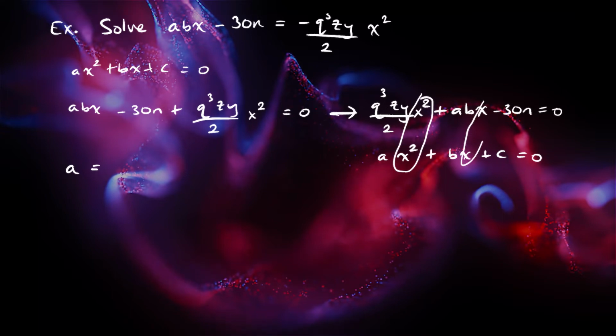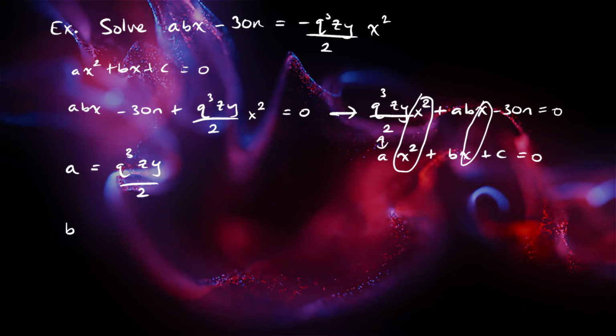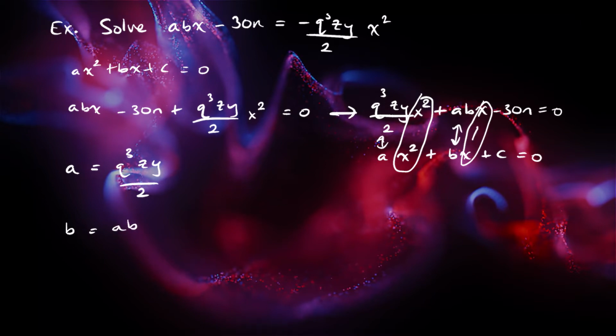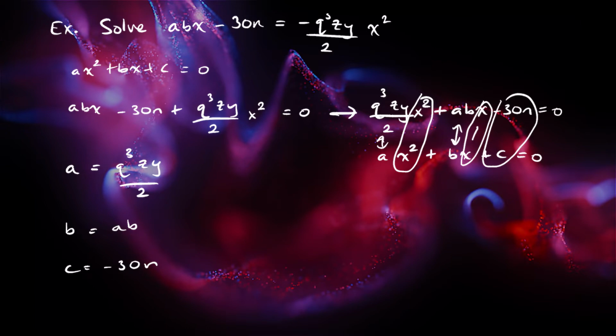So let's match up all our values here of x first. So x squared and x squared, so a in this case is equal to q cubed zy over 2. And b, our x's match up here, so b is actually equal to ab in this case. And then for c, it's just everything else that's left over. So in this case, c is equal to negative 30n. So we've got values of a, b, and c. We can just plug it into the quadratic formula.